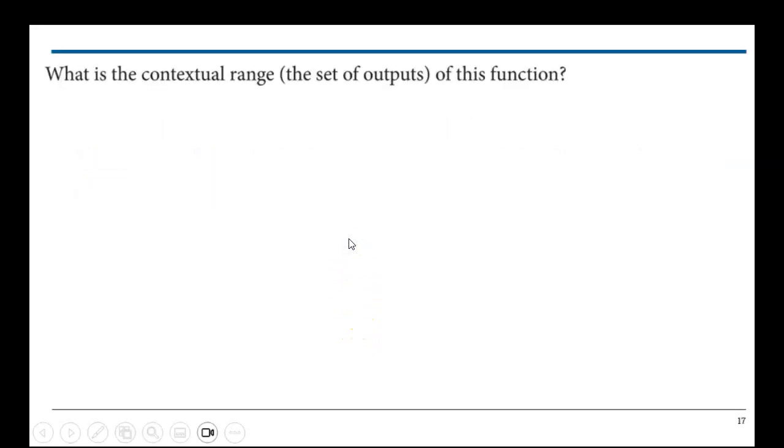All right. What is the contextual range, the set of outputs of this function? Now I know that range can be repeated, like the y's can be repeated, but when you're listing it, you don't write it twice. So what number are you not going to write twice? 1. And also, it needs to be in order from least to greatest. We don't write numbers out of order in math, especially when you're answering a question like this. All right, so go. The range.